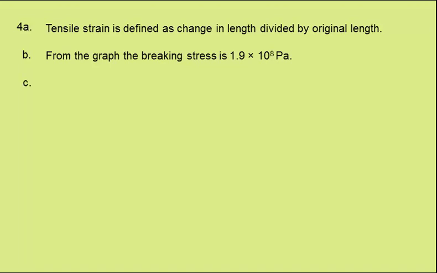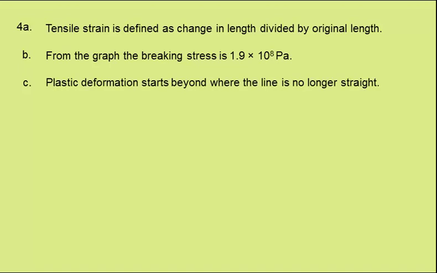In C, we need to mark on the diagram a point on the line where we consider plastic deformation may start. We need to label this point A. Well, this starts beyond where the line is no longer straight, at around 1.5 times 10 to the minus 3.